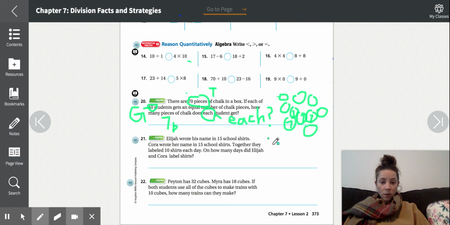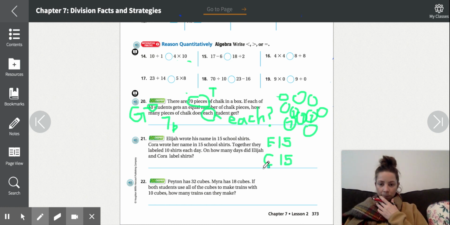So Elijah just has 15. All right, so let me put Elijah's 15. And then Cora also does 15. It doesn't say 15 each. It doesn't say anything else about them. So I've got Elijah 15, Cora 15. Then it says together they labeled 10 shirts each day. So maybe this is their totals.